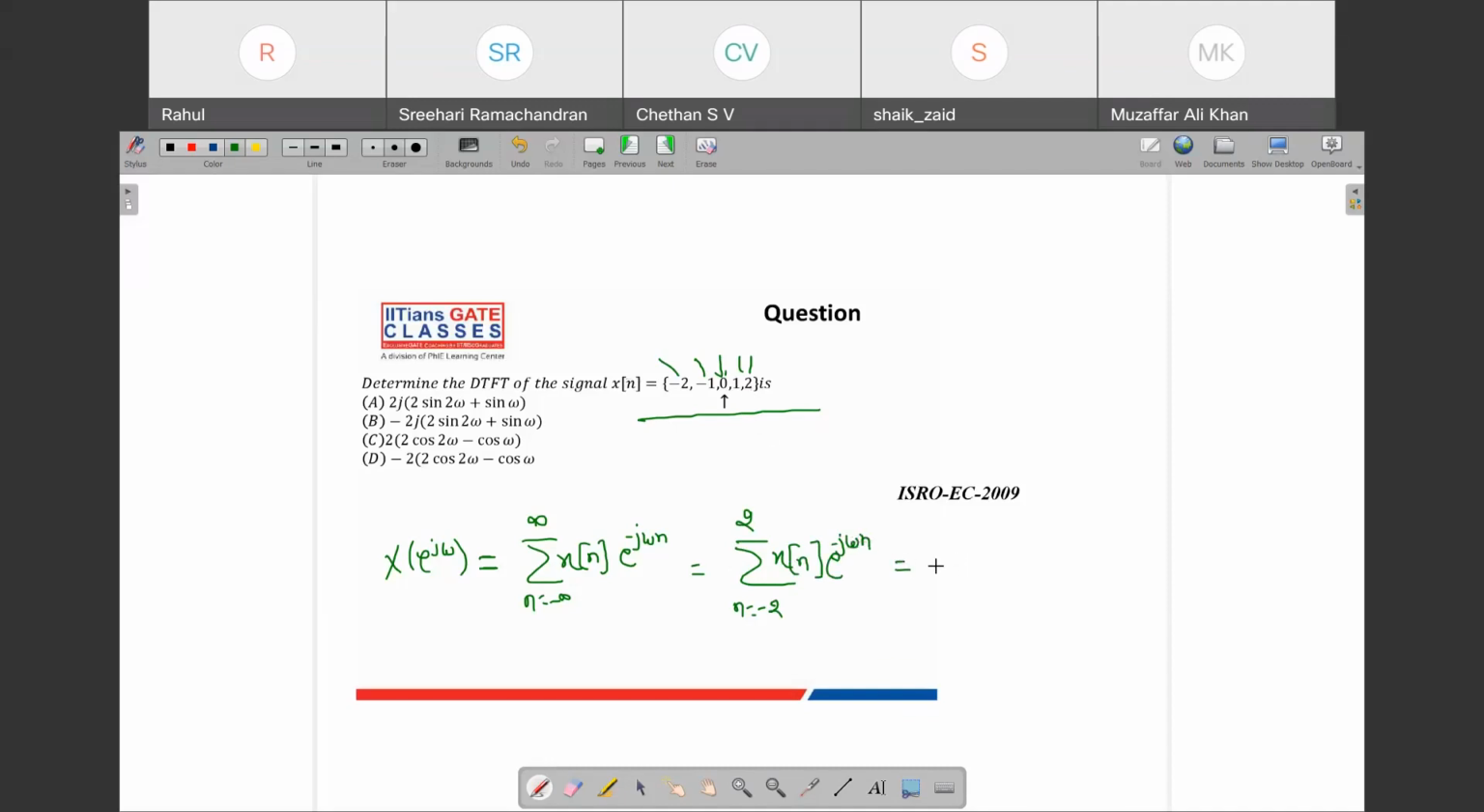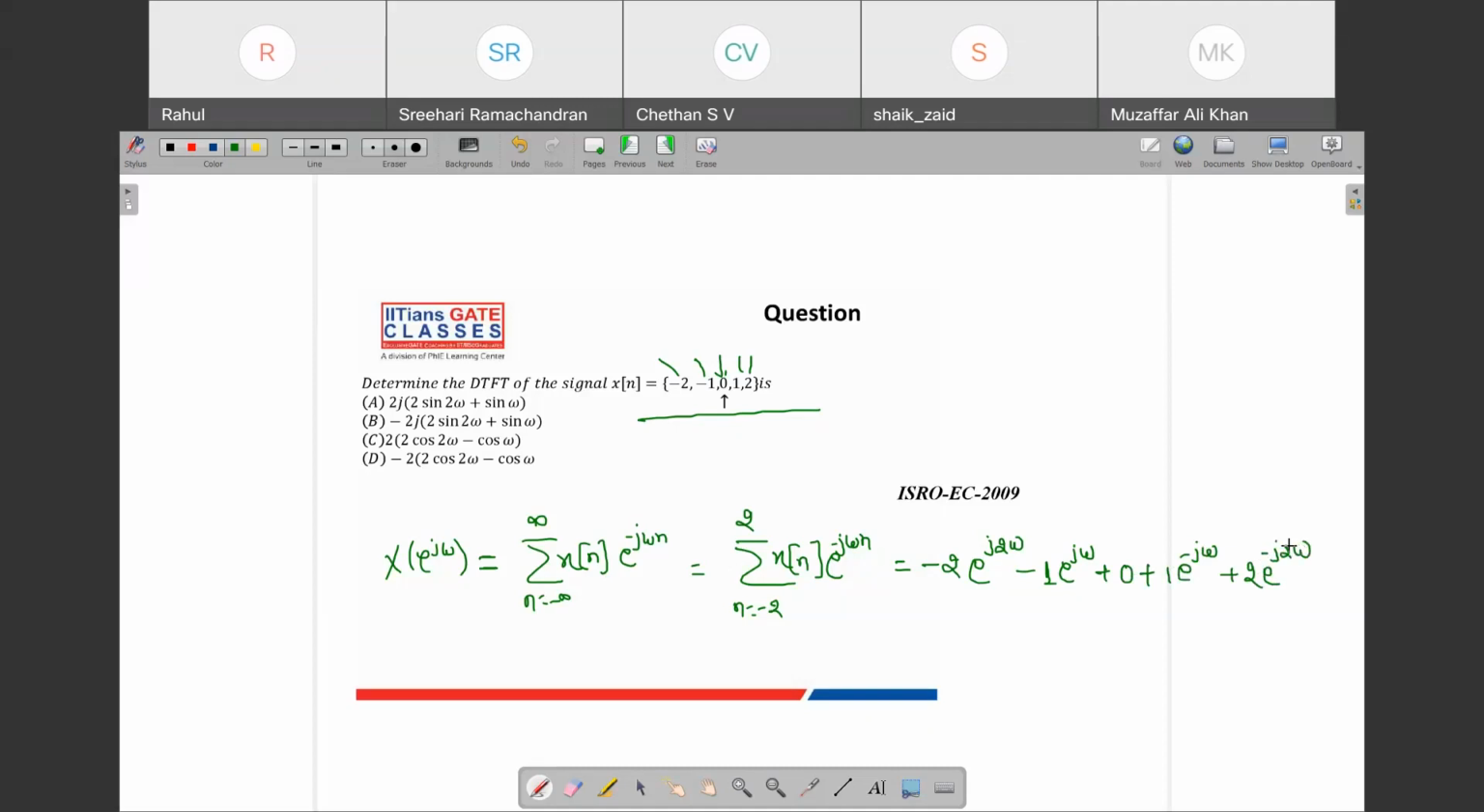So let me put the values here. For n equal to minus 2, the value is minus 2. It will become e to the power j 2 omega. Then minus 1 e to the power j omega. Then plus 0, plus 1 into e to the power minus j omega, plus 2 into e to the power minus j 2 omega.